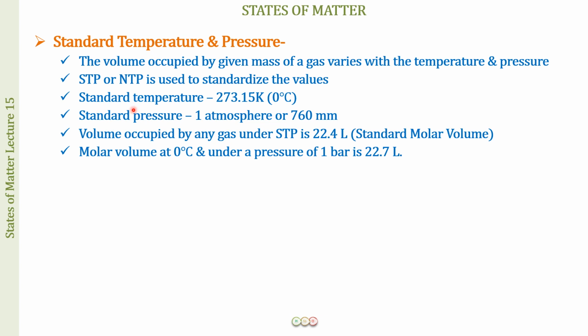Okay, and the standard temperature is 273.15 Kelvin or 0 degrees Celsius, that is the freezing point of water or the melting point of ice. And standard pressure is going to be 1 atmosphere or 760 mmHg, that is what you will generally be using for your questions. And the volume occupied by 1 mole of any gas under STP is going to be 22.4 liters, which we call the standard molar volume.